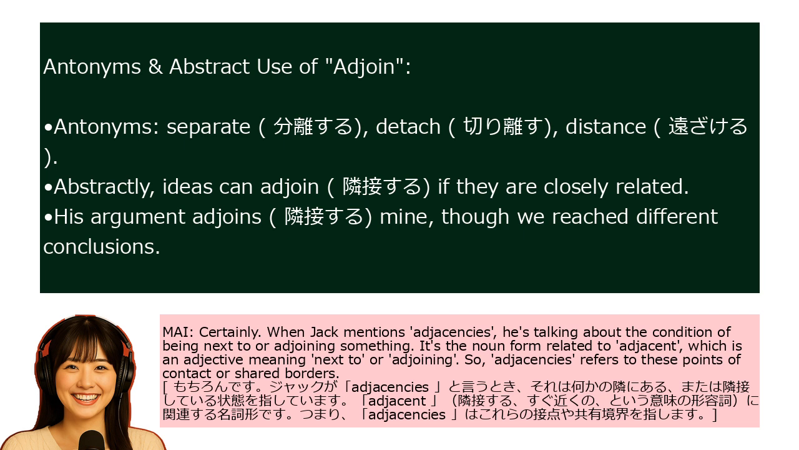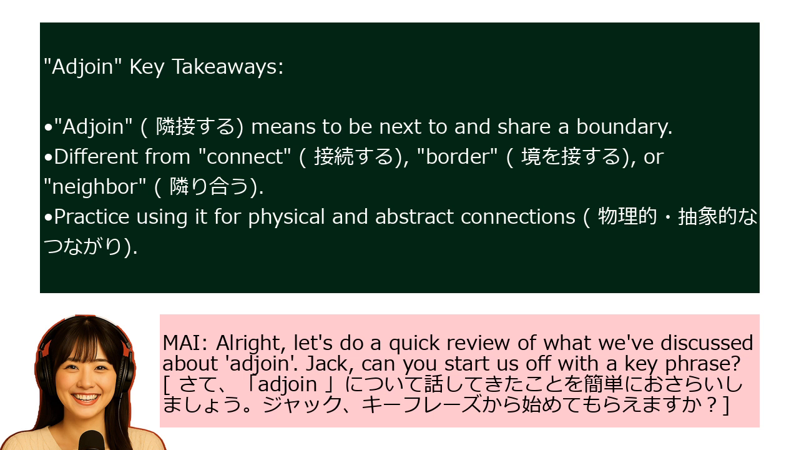Certainly. When Jack mentions adjacencies, he's talking about the condition of being next to or adjoining something. It's the noun form related to adjacent, which is an adjective meaning next to or adjoining. So adjacencies refers to these points of contact or shared borders. All right, let's do a quick review of what we've discussed about adjoin. Jack, can you start us off with a key phrase?